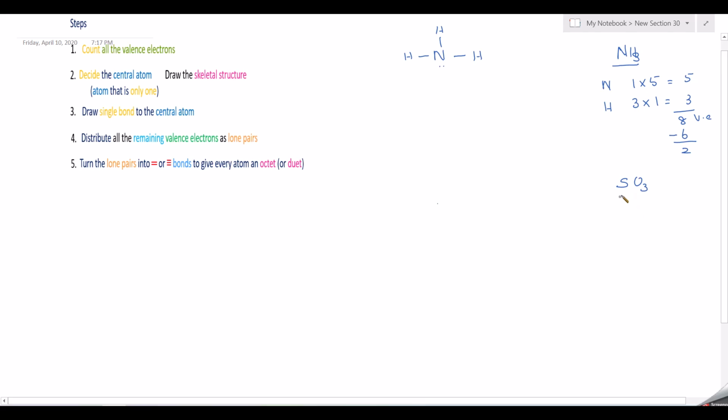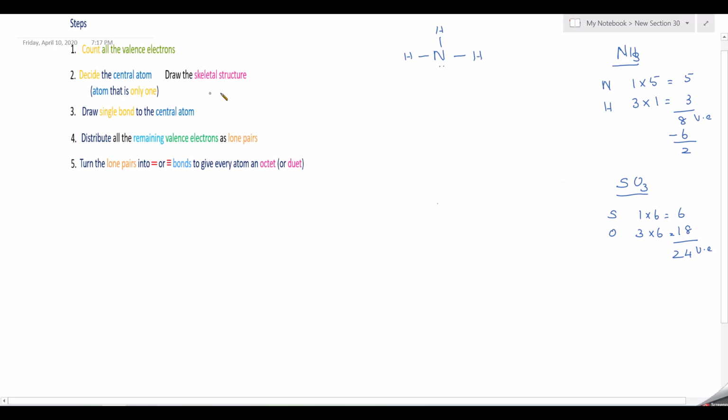So SO3: you have to first count the number of valence electrons, first point. For sulfur you have 6 electrons, only one sulfur you have, so 1 into 6, 6. Then 3 oxygens you have, and each oxygen has 6 electrons, so 3 into 6, 18. So totally you have 24 valence electrons.